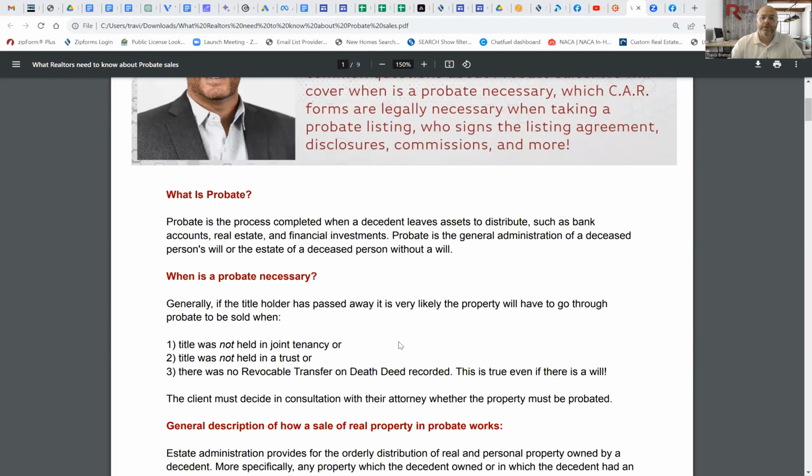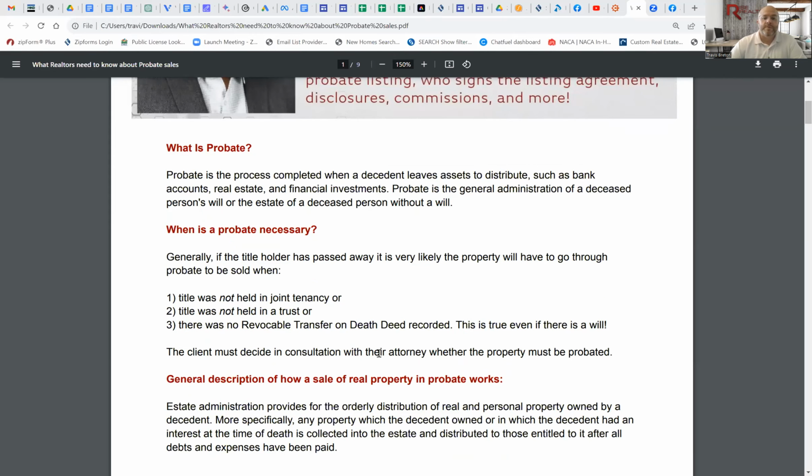If the title holder has passed away, it is very likely the property will have to go through probate to be sold when the title was not held in a joint tenancy, title was not held in a trust, or there was no revocable transfer on death deed recorded. This is true even if there is a will. The client must decide in a consultation with their attorney whether, or where, the property must be probated.